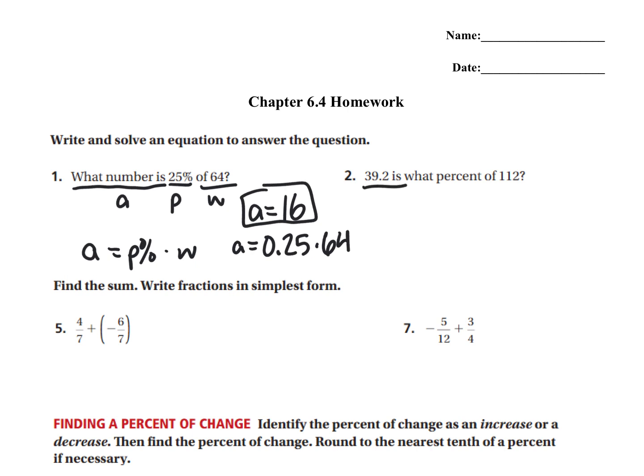Next one, 39.2 is, that's A. What percent, that's P, I know it's missing, of 112, that's my whole value. My equation then is going to be 39.2 equals P percent times 112. Okay. To solve for P percent, I just divide by 112 on both sides.